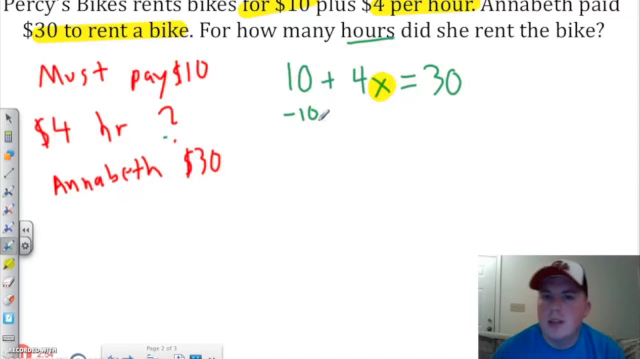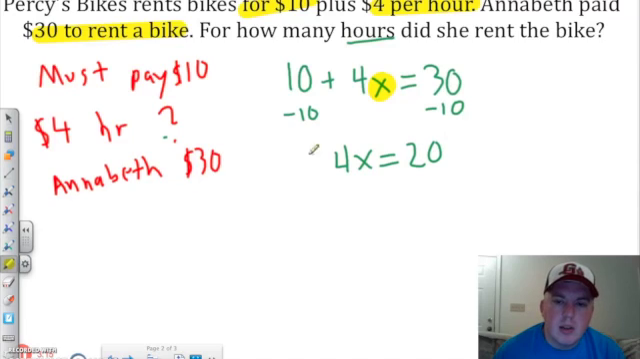But remember, an equation is like a scale. Whatever we do to one side, we have to do to the other. So we're going to take 10 off from the right side as well. On the left, it's going to leave me with 4x because 10 minus 10 is 0. And on this side, it's going to leave me with 30 minus 10, which is 20.